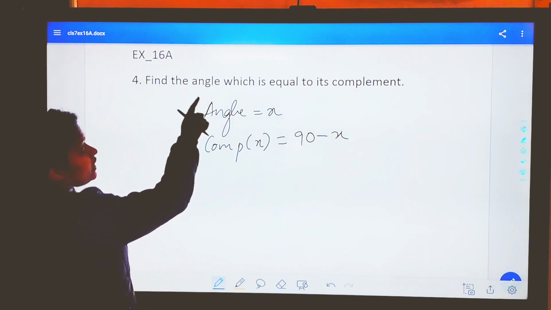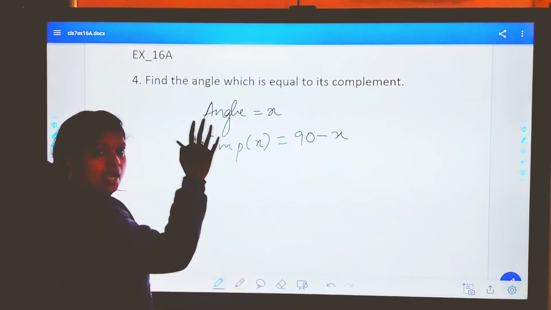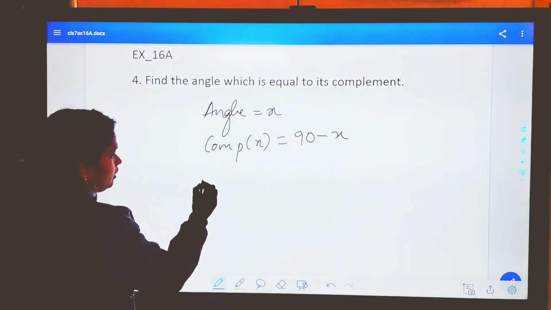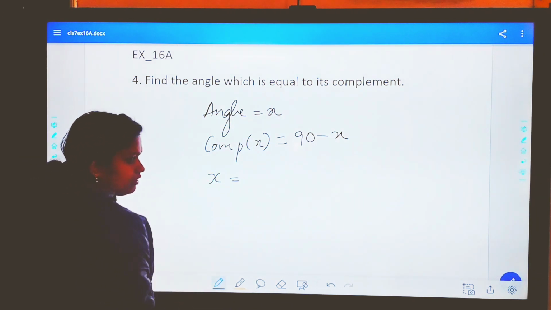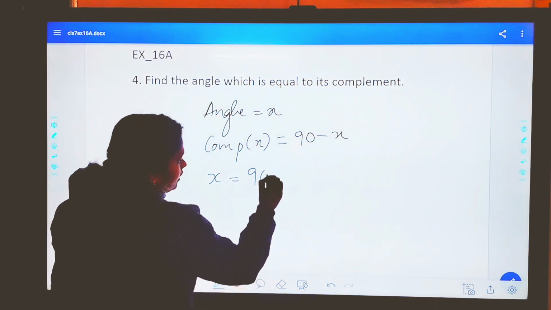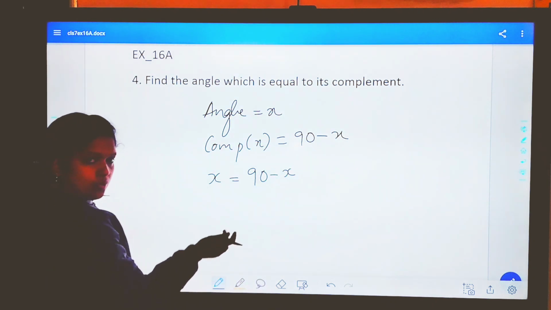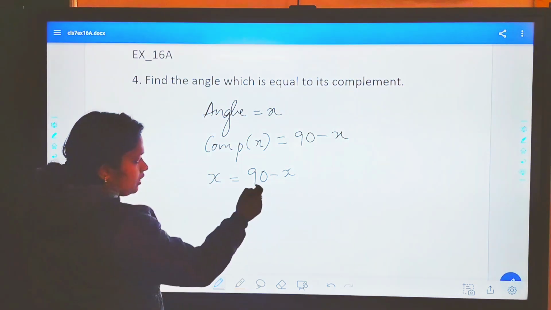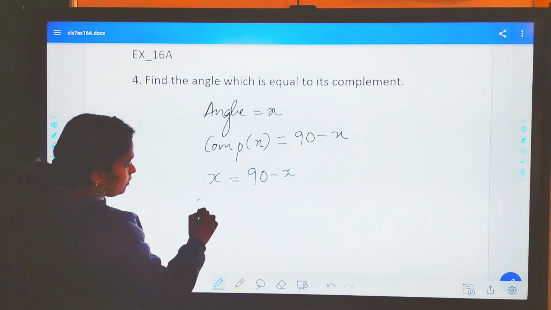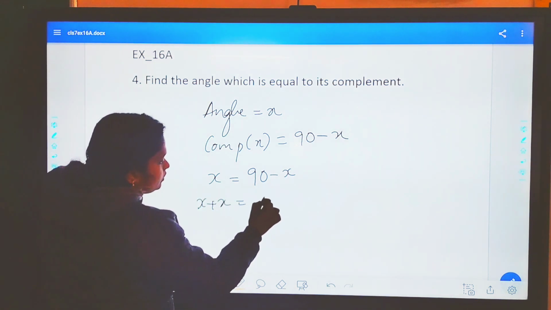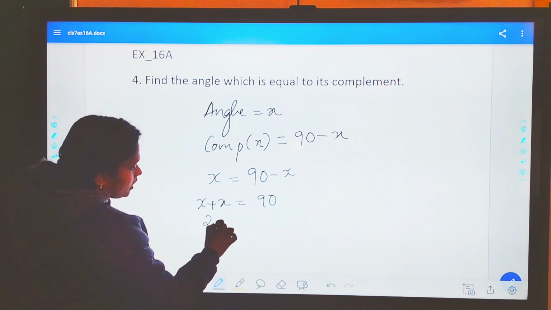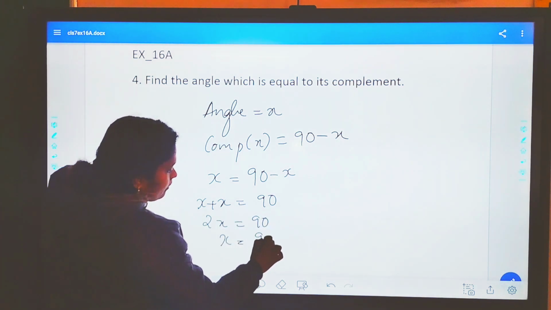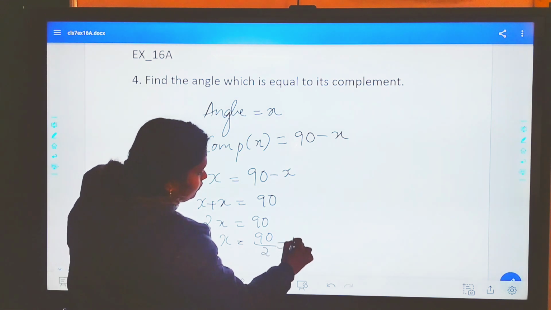Find the angle which is equal to its complement. The angle and its complement are equal. Then we need to find out what the angle is. So angle is x, and complement means 90 minus x. By solving this we need to find the value of x. That will be the angle. So take the minus x to the left side. It will be x plus x equal to 90. So we can write 2x is equal to 90. We need to find x: 90 upon 2, that is equal to 45.